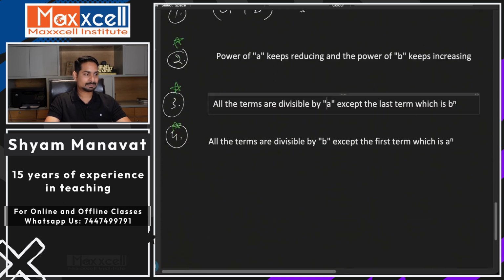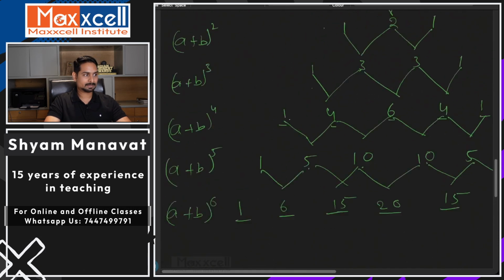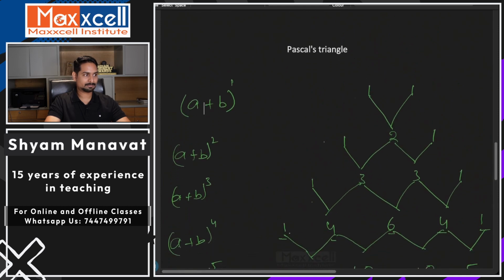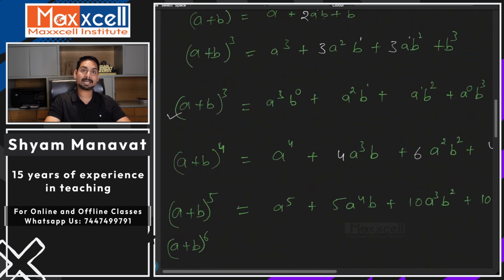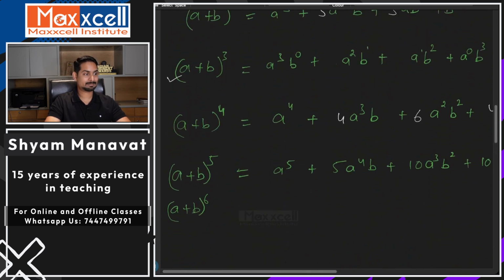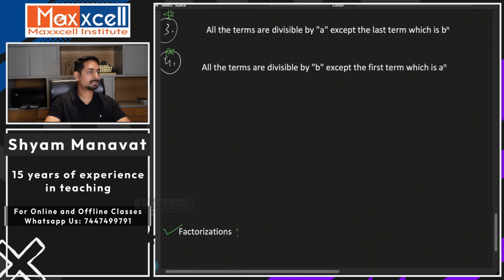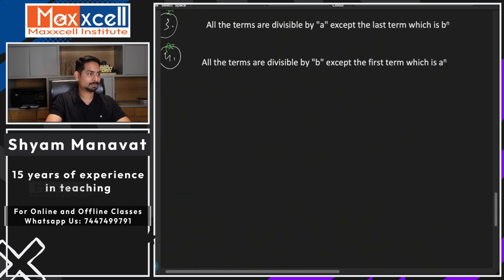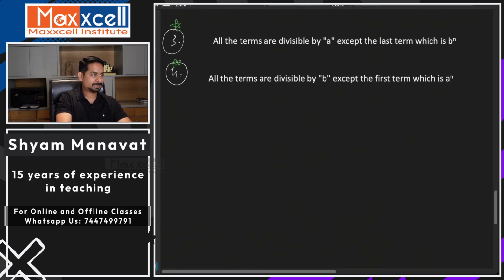Now, in the expansion, we have tried all the positive terms like A plus B. What if we do A minus B? What will change if I do A minus B? Let's see. In case of A minus B to the power n, so A minus B square. Do you know what is A minus B square? Yes, we have covered in this video itself. A square minus 2AB plus B square.